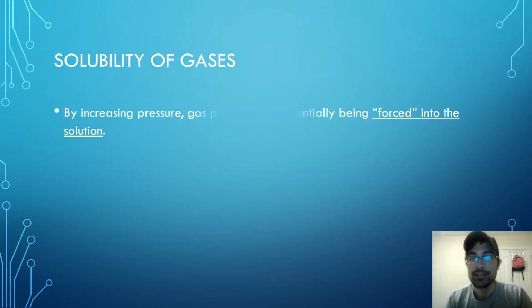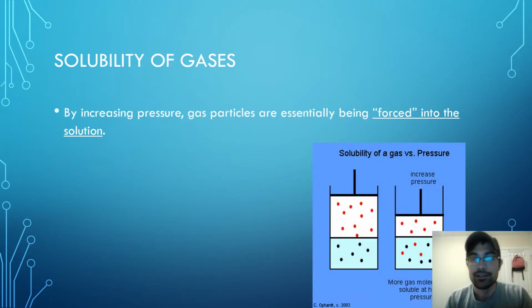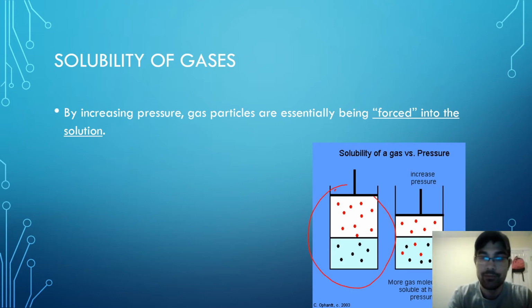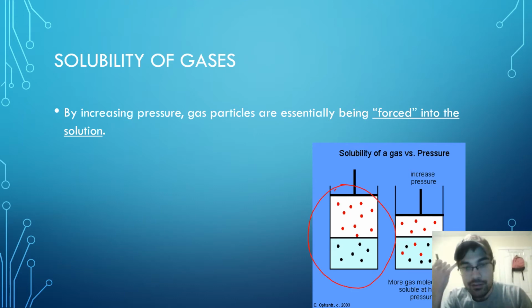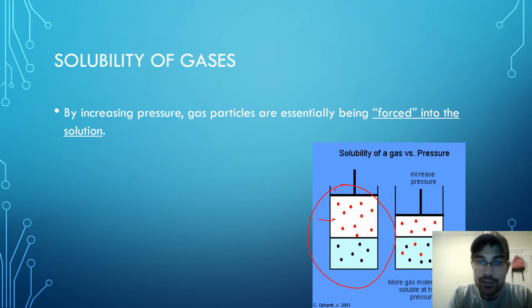So some examples, a little bit more on that. Like I said, these particles are being forced into the solution. If you look at this little diagram here, no pressure, or not a lot of pressure, has been exerted. And so the gas molecules up here are happy floating around in the empty space. They have more room to move around. There's no real reason for them to go into the liquid portion down here. They're just being happy gas particles floating around.